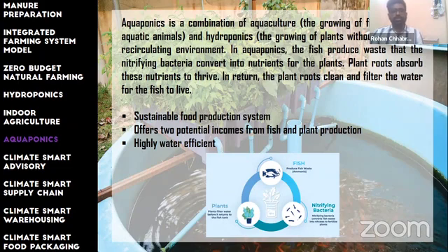Now this is a sustainable fruit production system. It offers two potential incomes, that is by growing fish and by cultivating plants. And this method is a highly water efficient method.